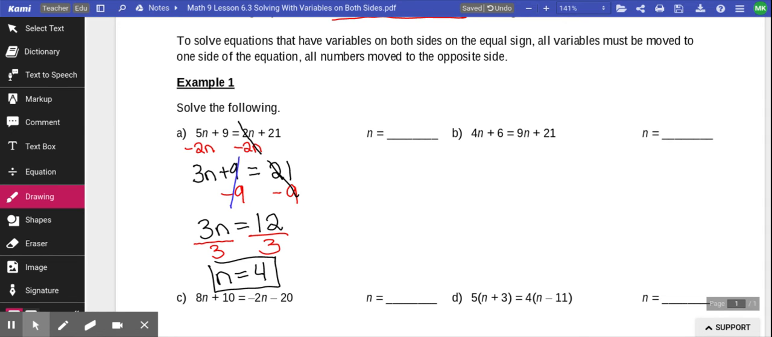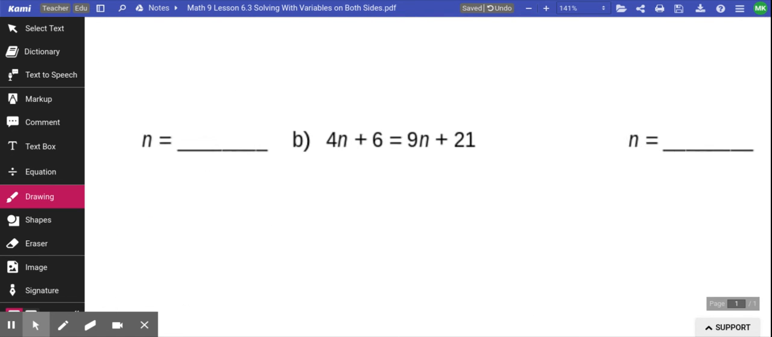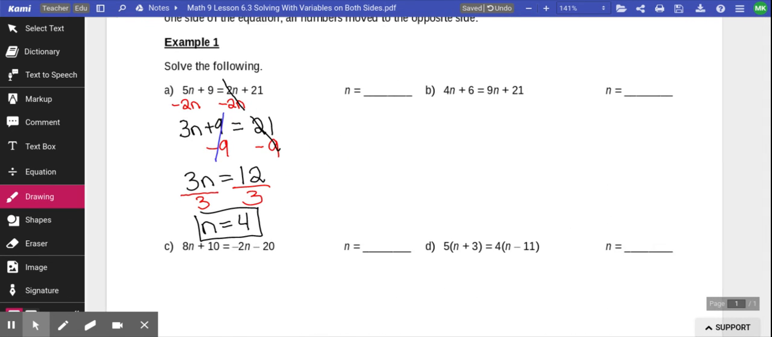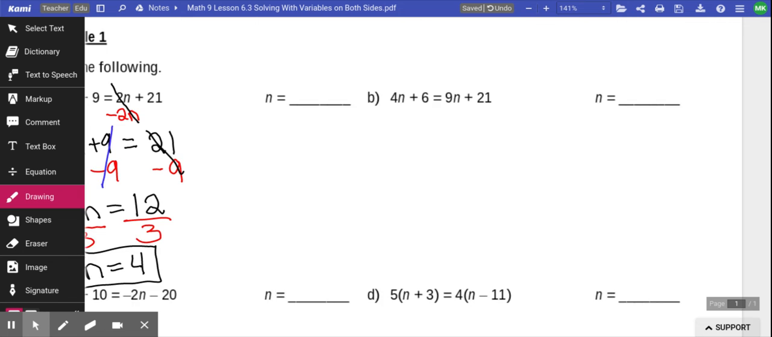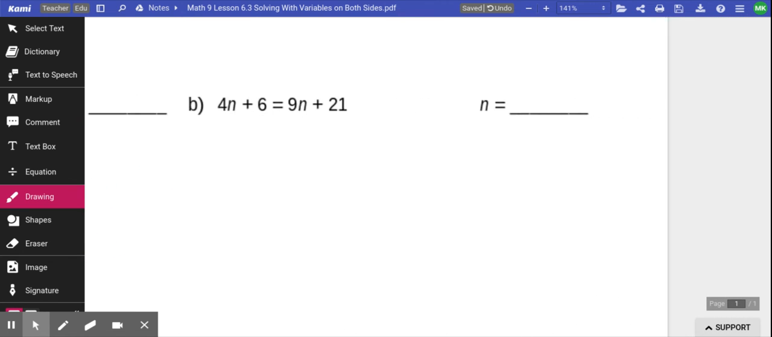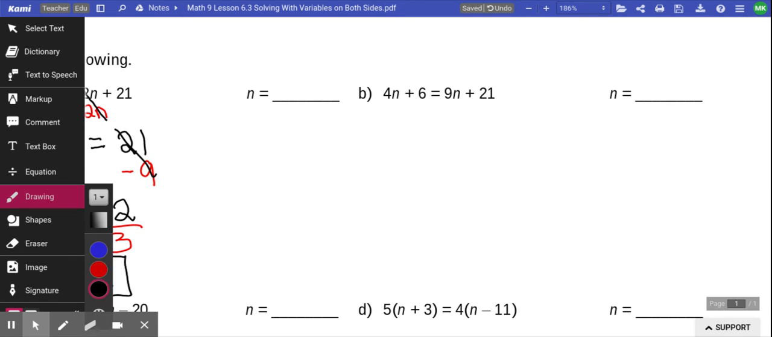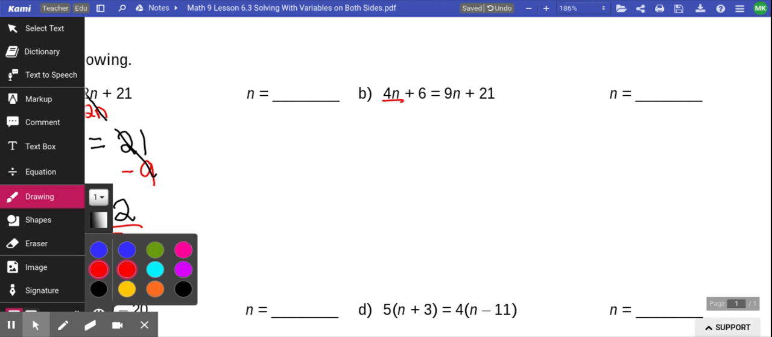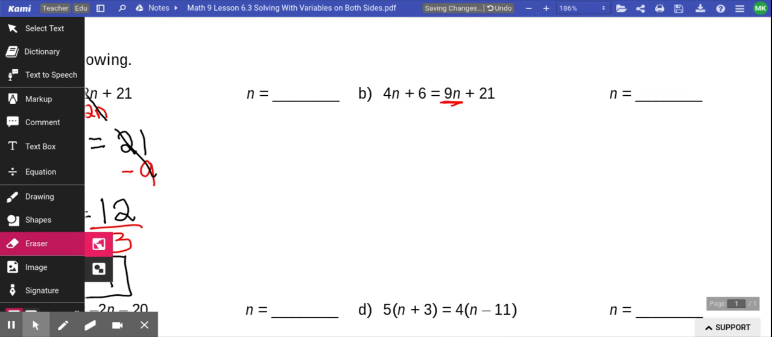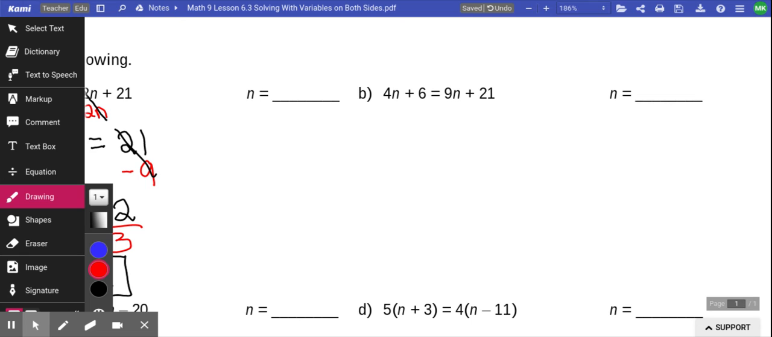Perfect. We'll do B, so if we go to the right, we'll do B together, and then I'll let you try C on your own, and then we'll do a few more together. So if you look at B, the first thing I recognize is that I have 2 different n's. I have 4n on the left side, I have 9n on the right side. I somehow have to get all those n's to the same side of the equation. I decide that whichever one has the least number of n's is the one I'm going to move.